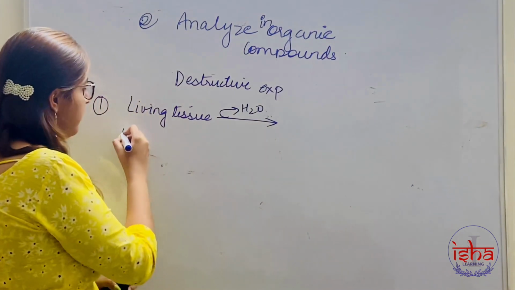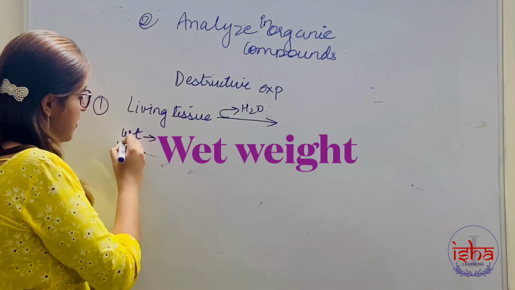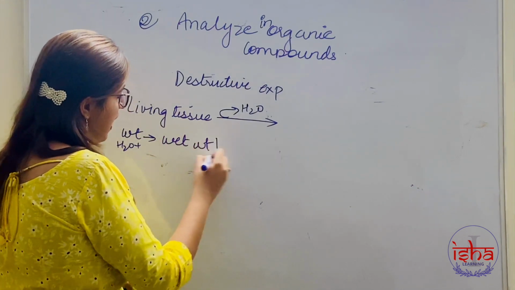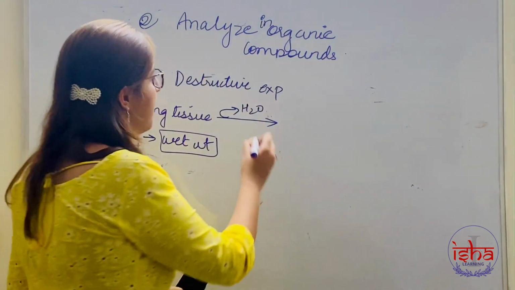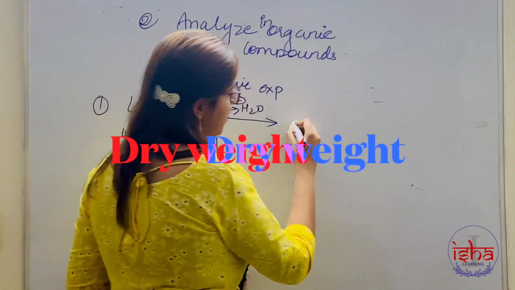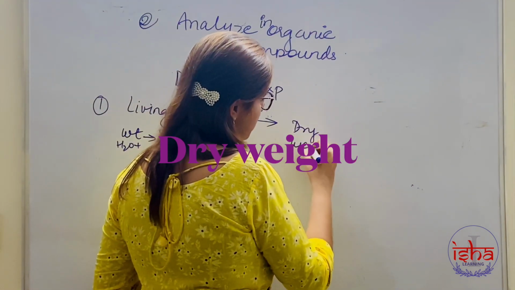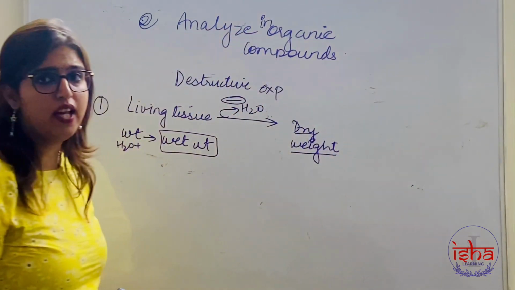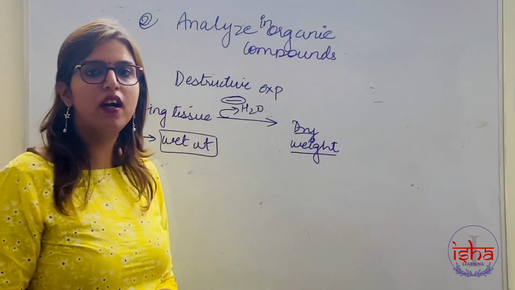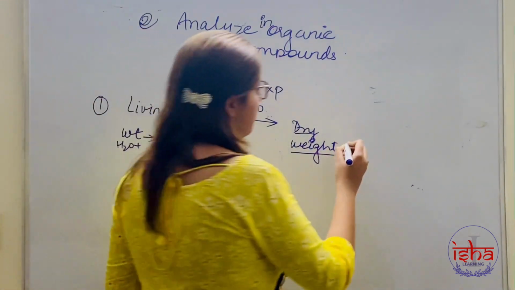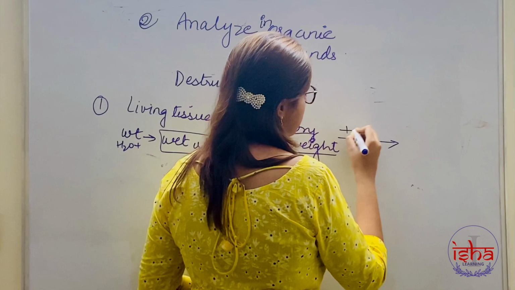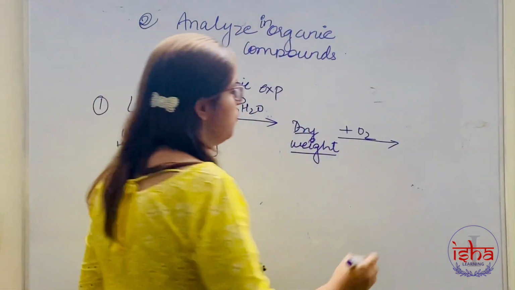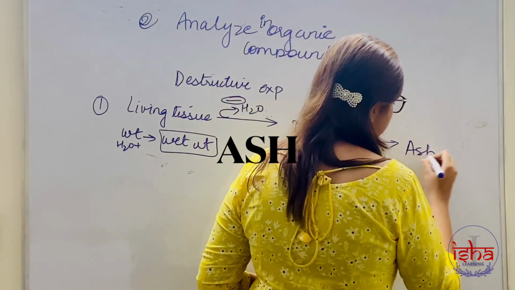So the weight of the living tissue with the water present is called the wet weight, and the weight of the living tissue minus the water is called the dry weight. The dry weight will be less because the weight of water will get deducted, right? So what I get is the dry weight now. In the next step, I'm going to burn this. In the presence of oxygen, I'm going to burn this organic compound, and what I'm going to get is ash.